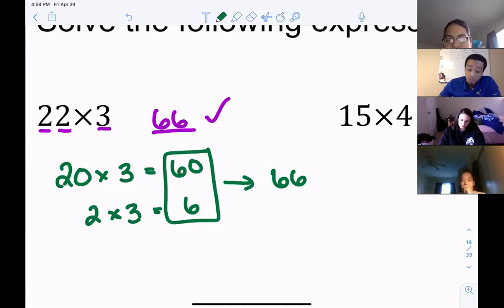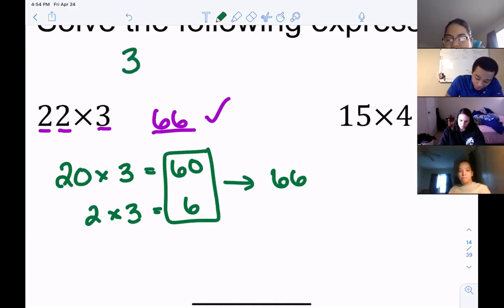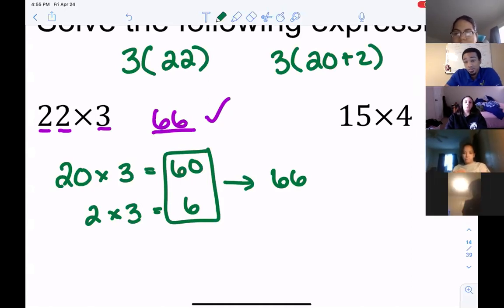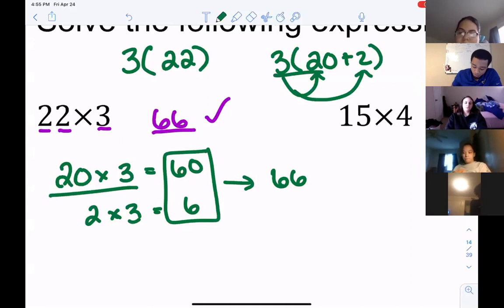The reason that this works is because of the distributive property. You guys remember that from the binomial stuff? Distributive property. If I have 3 times 22 in parentheses, remember that you can switch that to 3 times, well, 22 is 20 and 2, so 20 plus 2. What I did was I broke it down into the digits, the 10s and the 1s. Because if I distribute, that's what happens. 20 times 3 and 2 times 3. And then I can just add them together at the end.